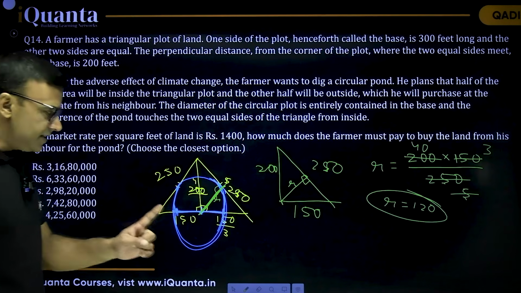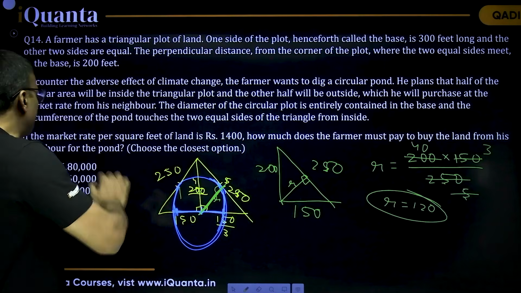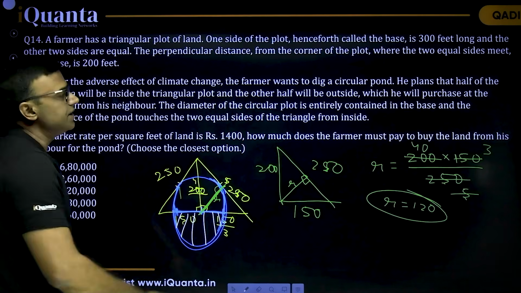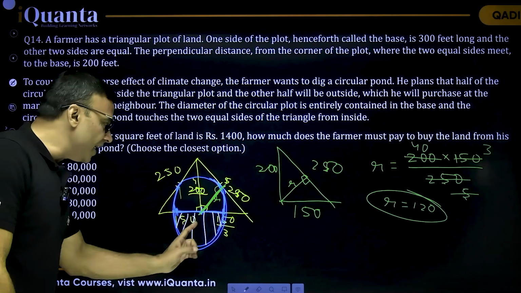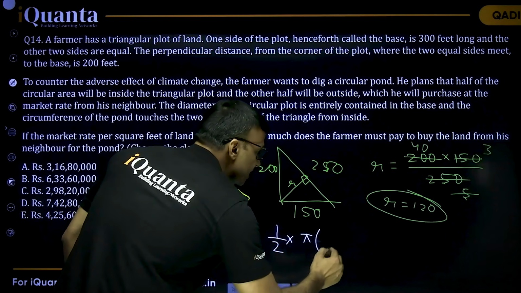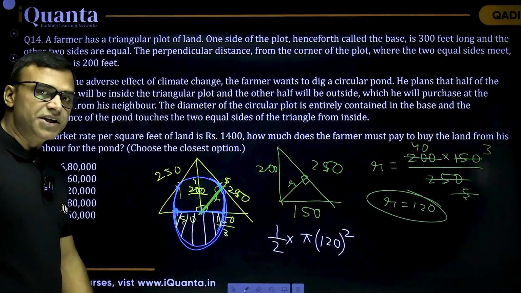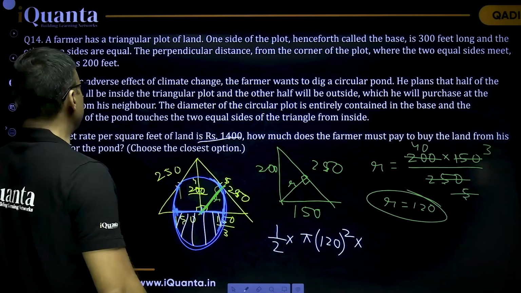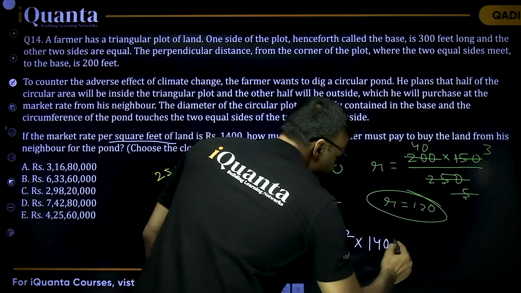Now you see, in this circle, this half is already included in his property. What is the extra part? The extra part is the other half, which is outside. This is the only thing that he needs to purchase. So what is the required area to be purchased? Half of pi r square. And what is r? r is 120. This is the area to be purchased, right? Into the price per unit. Price per unit is rupees 1400 per square feet. All these values are in feet. So this is square feet into 1400. This is the total cost.